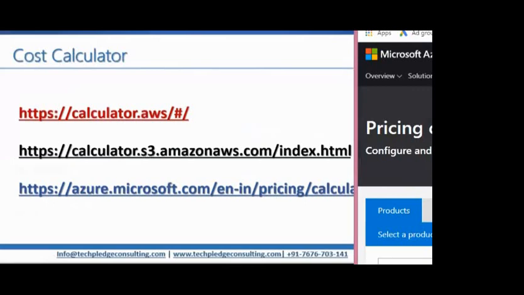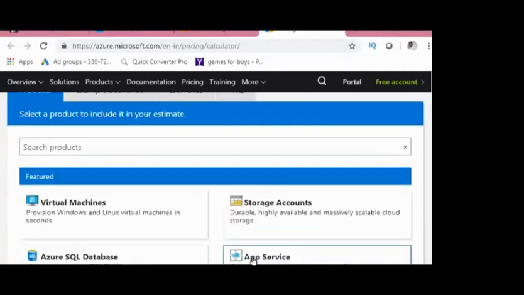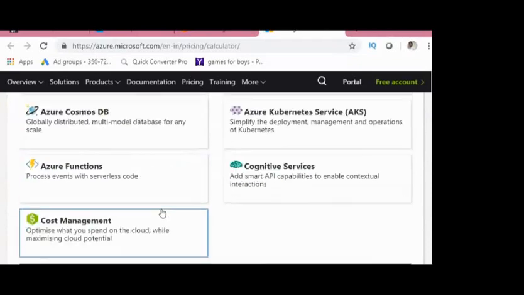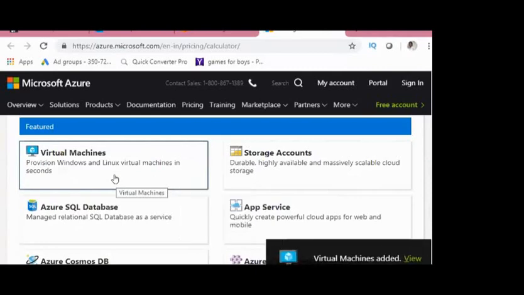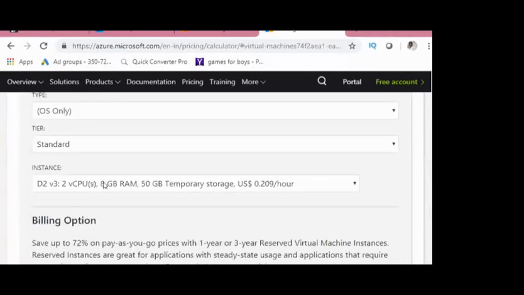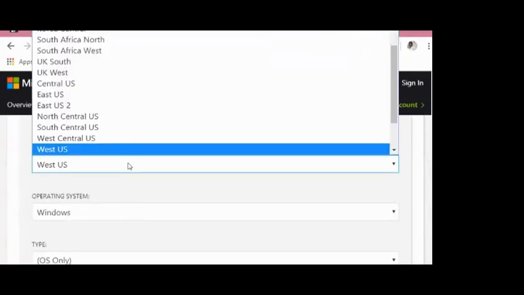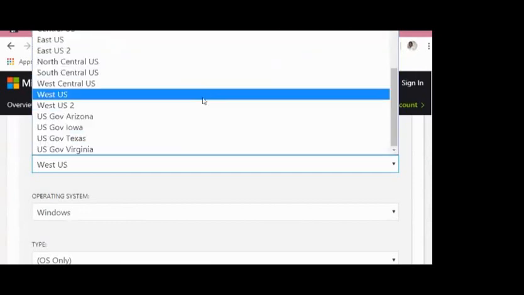So actually you would need to open this and go through all this. What you need, this is Azure, so you need a virtual machine, you need a storage account, whatever you need you can add it there. And then you can put the customer name, for how much time they are going to use it. In this way you can see here also there are various regions. You got to select out of this which one you want.